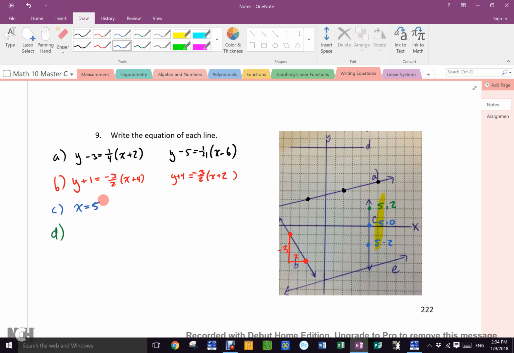So let's look at D. What does that mean for D? y has to equal 9. Why? Because it's a horizontal line. y can't change. Doesn't matter what x is. What if x is 20 billion? What's y? 9.